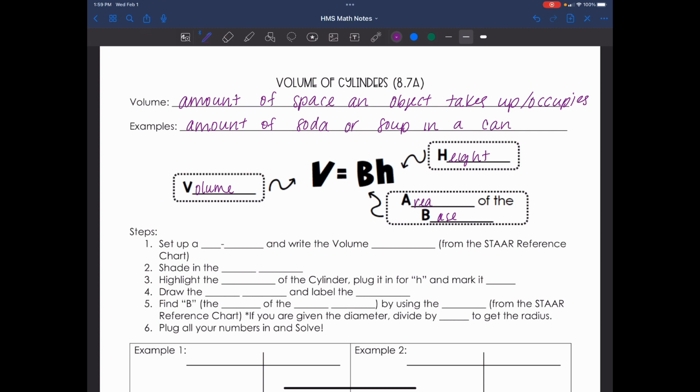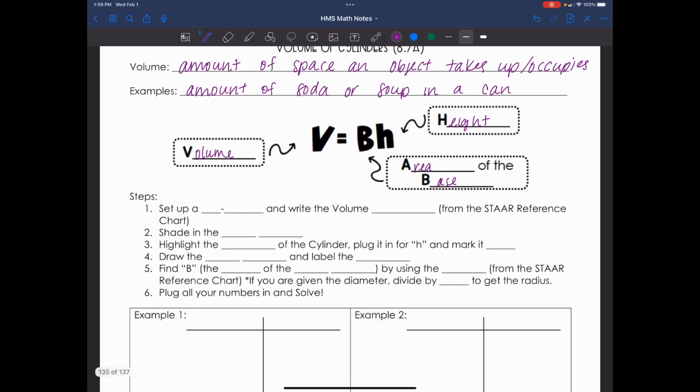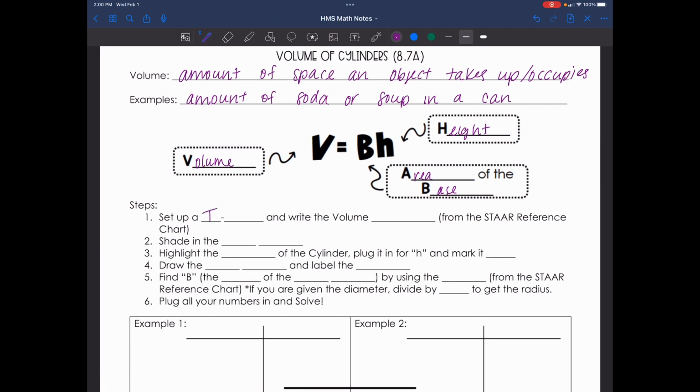So these steps should seem really familiar. In fact, you already have them in your Unit 10 notes. First thing we're going to do is set up a T-chart. You're welcome. These are all set up for you, but yes, on your own practice, you'll have to set up your own. And then we are going to pull out the volume formula that we are asked for from the STAR reference sheet. Then we're going to shade in the base shape, highlight the height, plug it in and mark it out because we won't be using it again.